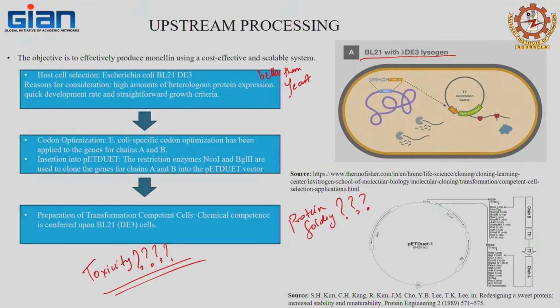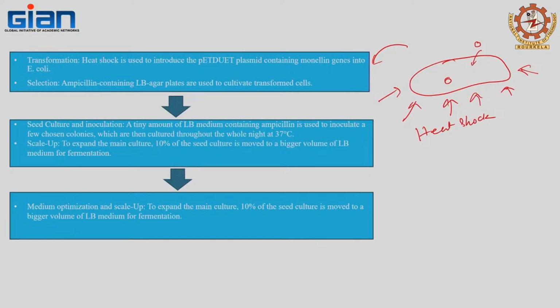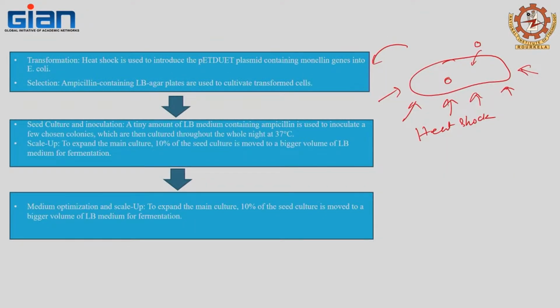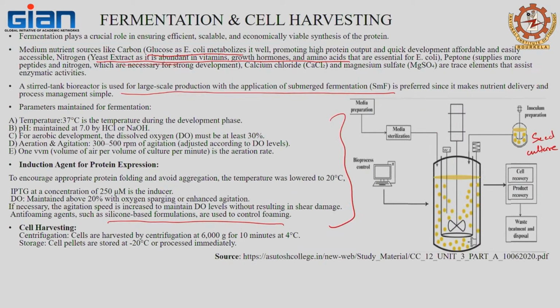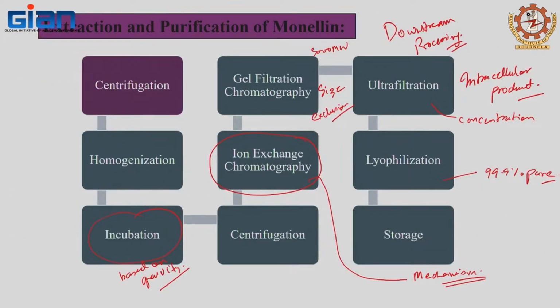Protein folding, that was a very good question. One question that I had: heat shock is to generate pores in the cells so that the plasmids can enter, if I understand correctly, as with electroporation? Yes, sir. So the way we add plasmids into a cell is by electroporation or by heat shock. You make the membrane open a little bit so that the plasmid can get inserted. Okay, good.